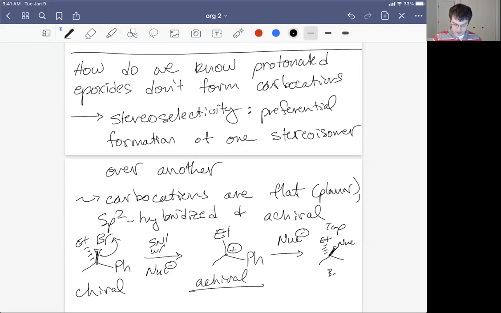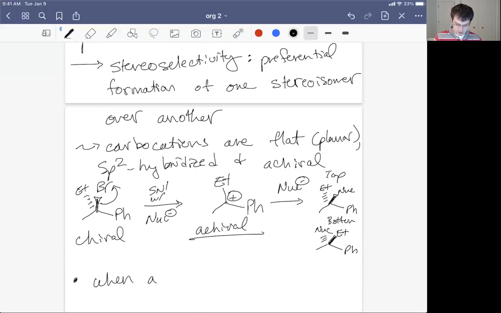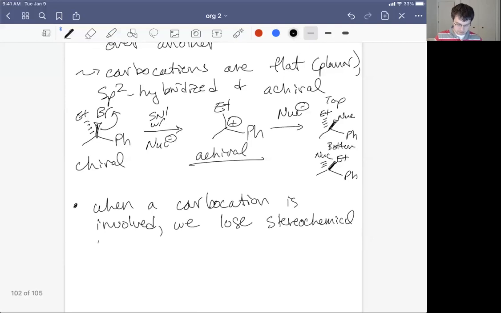If it does bottom attack, the nucleophile will form a dash. Okay? So what this tells us is that when a carbocation is involved, we lose the stereochemical information.